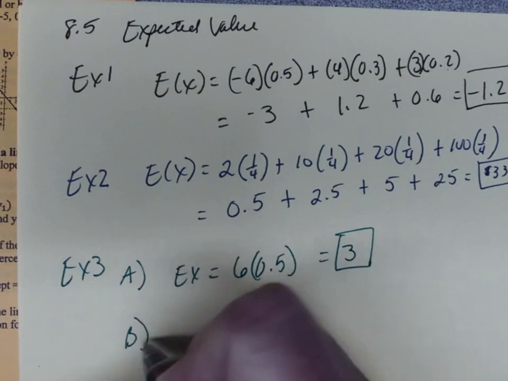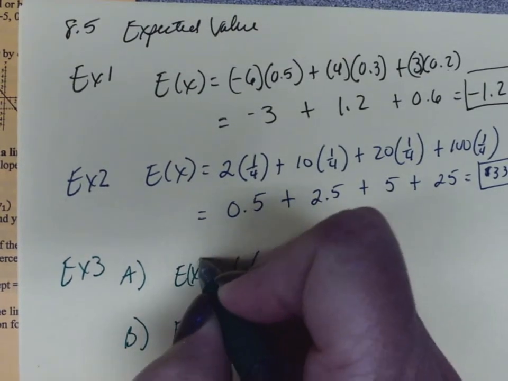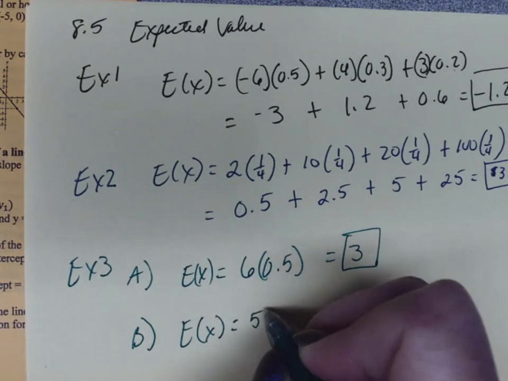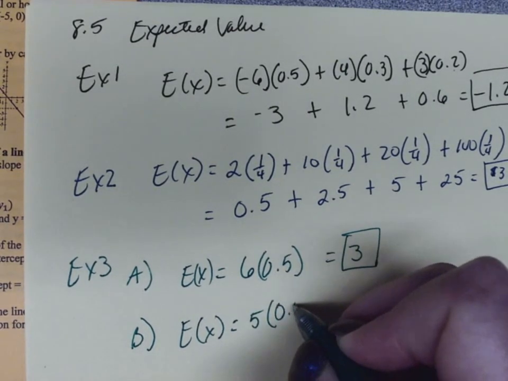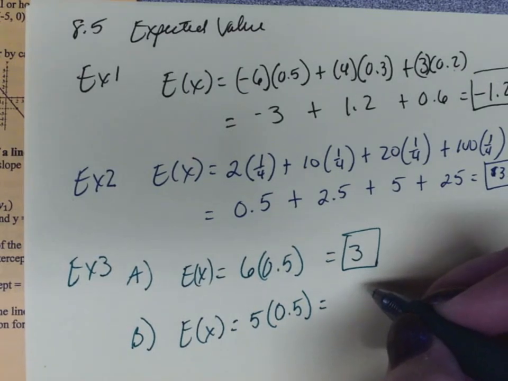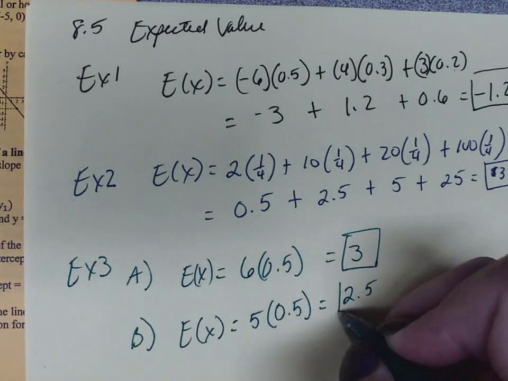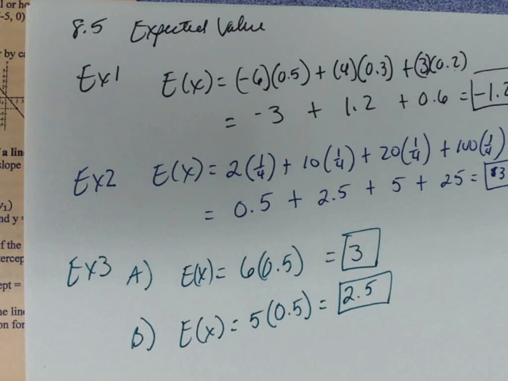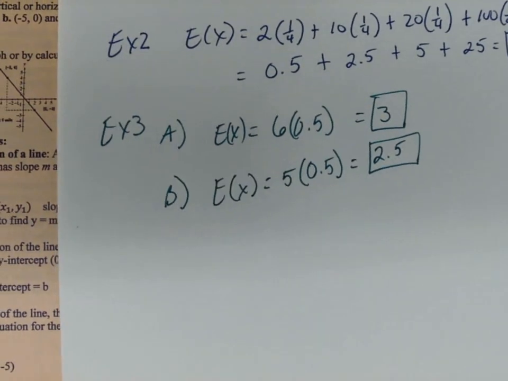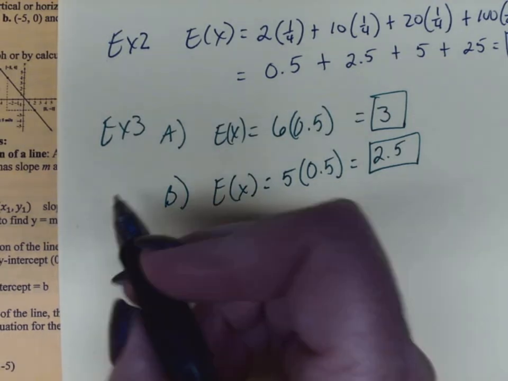And then for part B, our E of X, we are looking at 5 coins. The probability is still 0.5, and that will get us 2.5. So that's our expected value for flipping the coins multiple times. All right, let's go look at example 4.